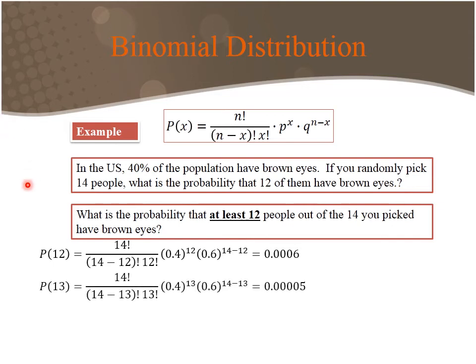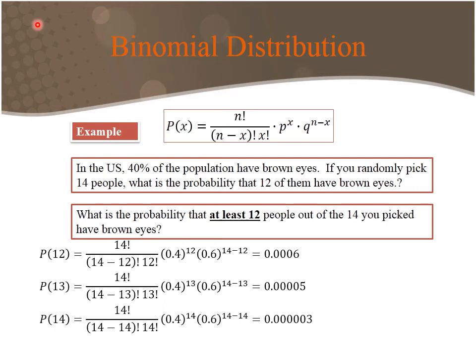So the probability that we pick 13 people with brown eyes out of the 14 will be the same calculation, just replacing 12 with 13 now. And that calculates out to 0.00005. And similarly, we'll do the same thing for 14. The probability that all 14 people had brown eyes is 0.000003. I might have said too many zeros there.